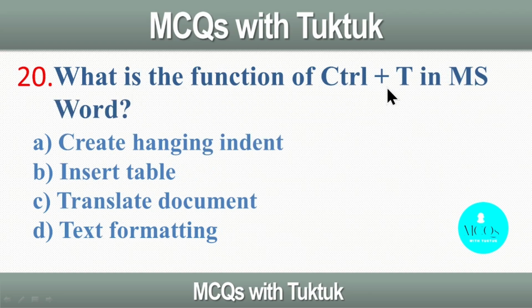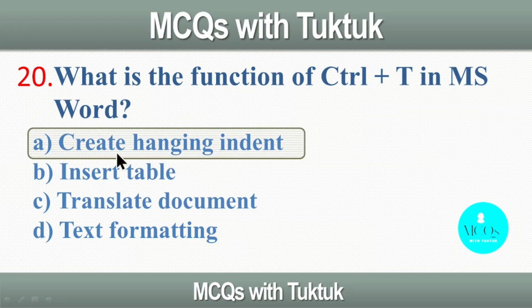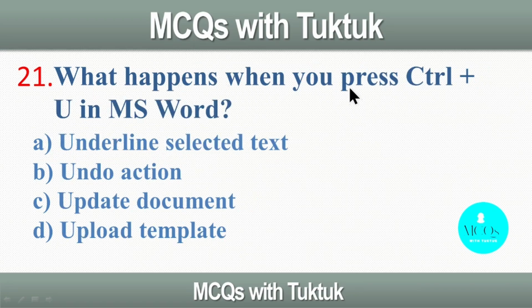What is the function of Ctrl+T in MS Word? Ctrl+T is used for creating hanging indent. To create hanging indent, you have to press Ctrl+T. What happens when you press Ctrl+U? Ctrl+U will help you to underline the selected text.